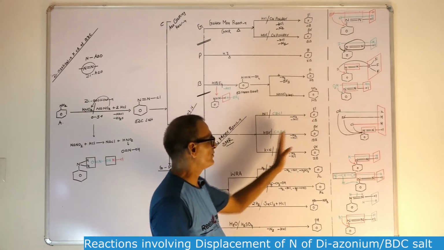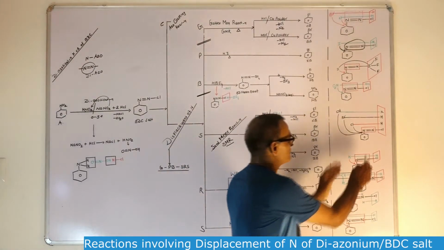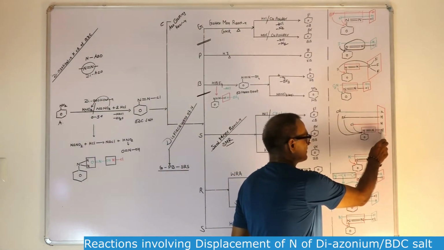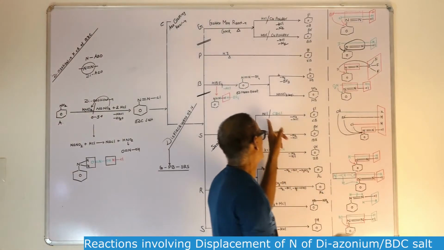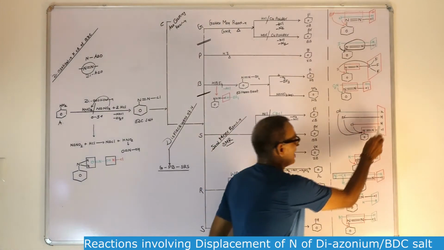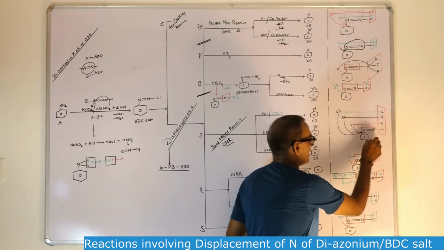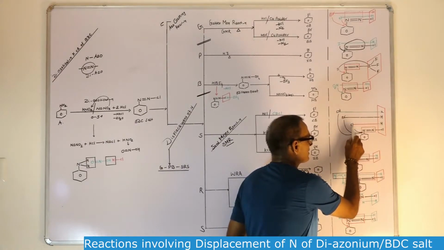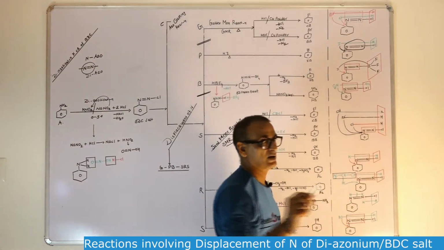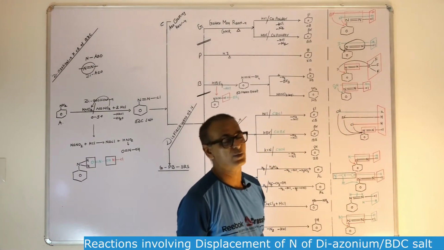What happened during the reaction? Suppose this is benzene diazonium chloride. During first reaction with HCl, HCl will be removed as a byproduct, N2 भी निकल जाएगा. This chlorine will directly add to the benzene. Our main product will be chlorobenzene.